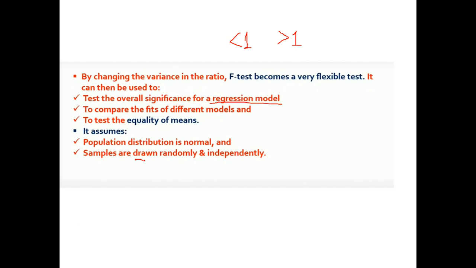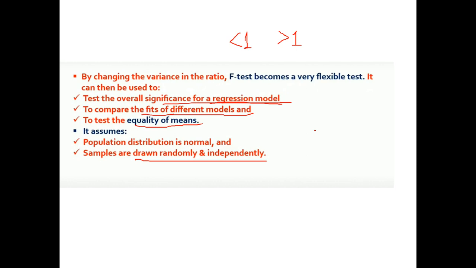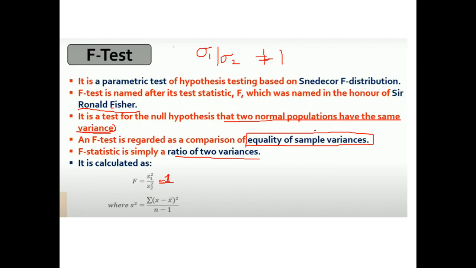Okay, so these are the two: equality of means, comparing the fits of different models, and significance of the regression model. I will check what examples we have, at least two examples for the F test and how to apply them. Similarly, these work for one or two samples, where we are working on only two samples or one sample with the populations.